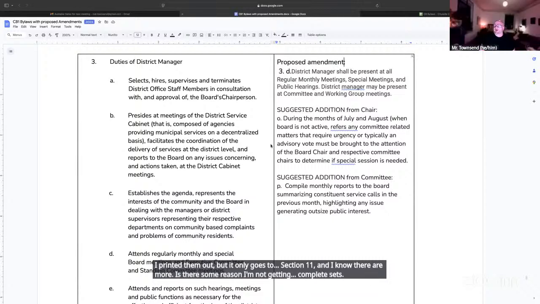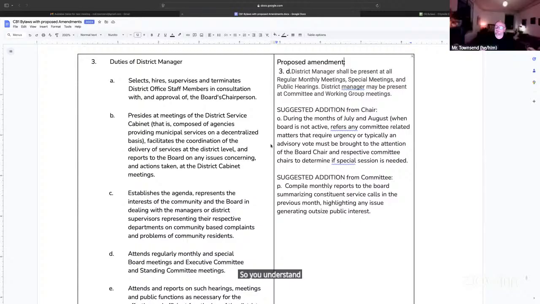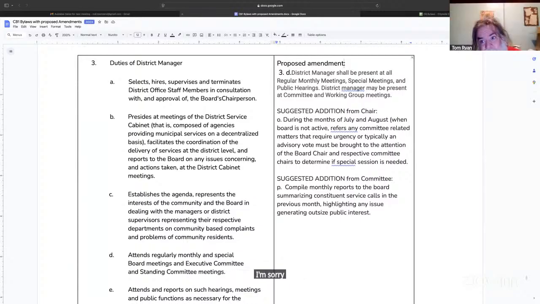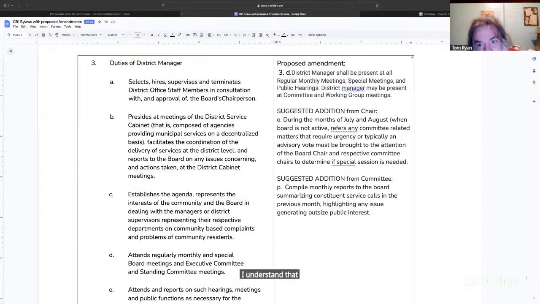Because what was sent out is what we have covered already. This is new stuff that we're discussing tonight. I understand that. And I'm looking at the last thing posted today, and I printed it twice thinking, okay, my printer, but I'm only getting the first half, I guess. Where is the second half? And how do I get that? So you understand? I'm sorry? So you understand? I don't understand what you're saying. The document that you printed out is what we have covered previously. This is new. I understand that. Got that.